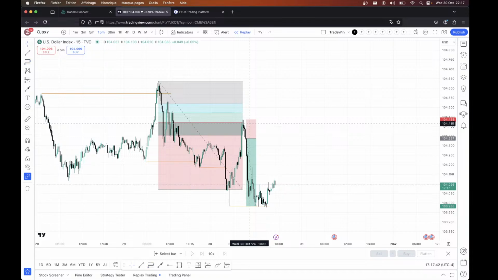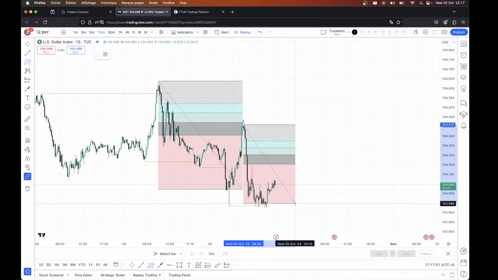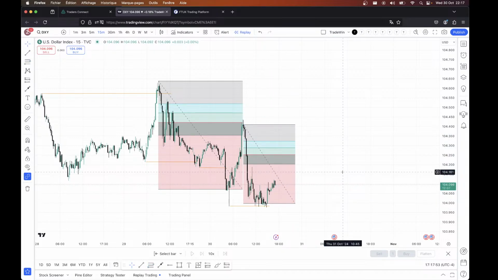When I see that, I take the high, I take the low. I'm still completely bearish on US dollar. And I expect if price comes back to the OTE zone, and gets rejected, I would be really happy to short it again.